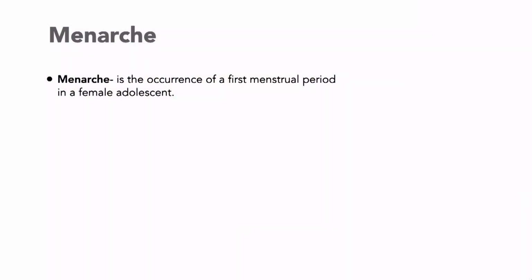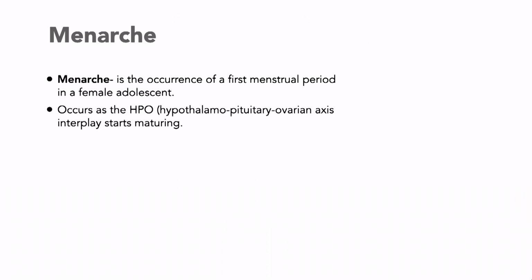So what is menarche? Menarche is the occurrence of the first menstrual period in a female adolescent. It is the first blood flow. That is what you call menarche. It occurs as the HPO, hypothalamo pituitary ovarian axis interplay starts maturing. So when your hypothalamus, your pituitary, and your ovaries all agree, they start working together. When they start interplaying maturely, then you start having the first blood flow. That's what you call the menarche.